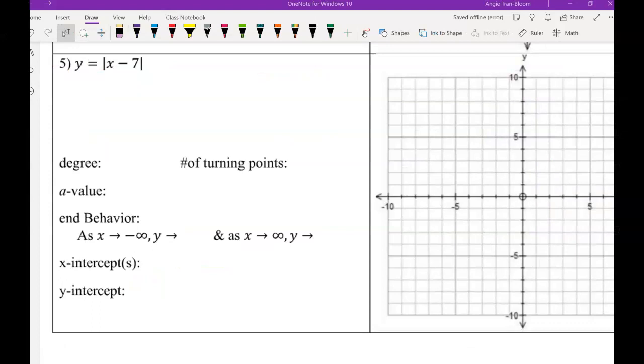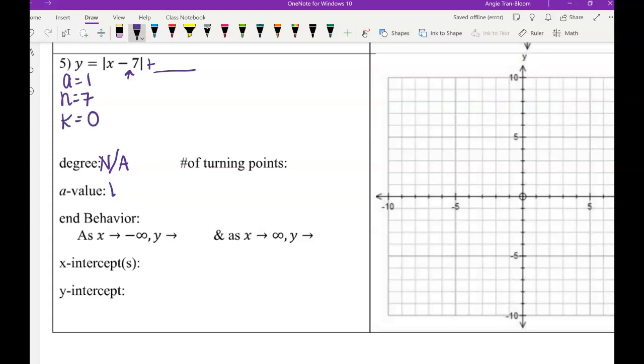Example 5 is y equals the absolute value of x minus 7. So students, an absolute value is a special function where you're not going to have a degree. So the degree is going to be N/A. But we still have an A value, which is 1, so I'm going to fill that in as 1. An H value, students, that's your H, that's 7. We don't have anything adding or subtracting behind here, so that would be a 0.